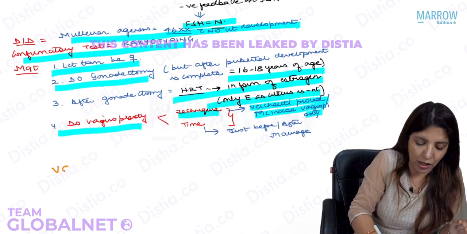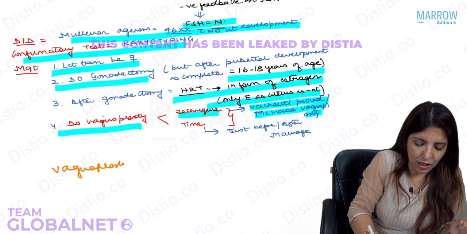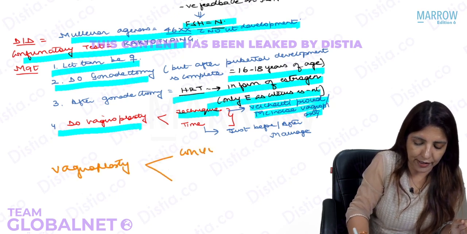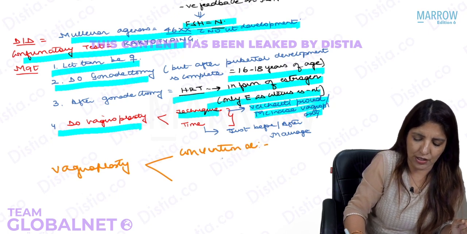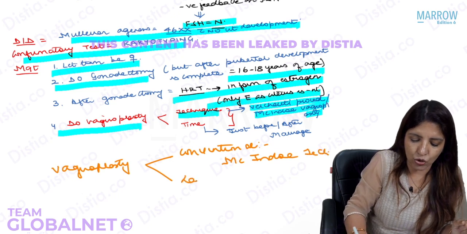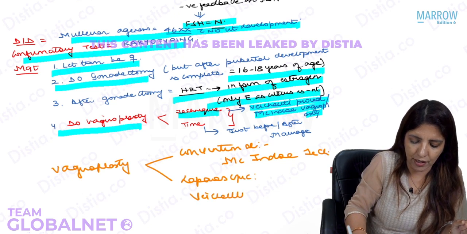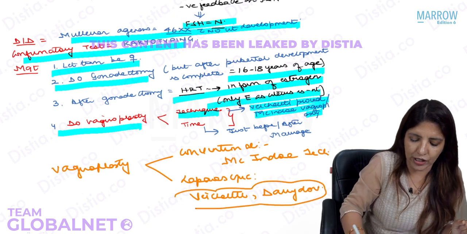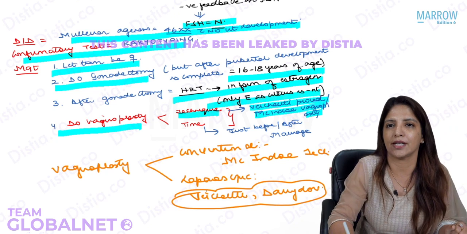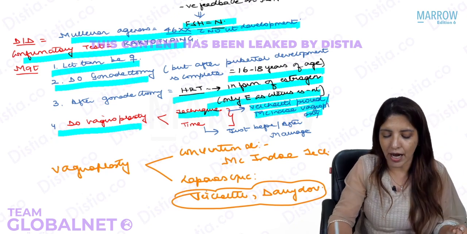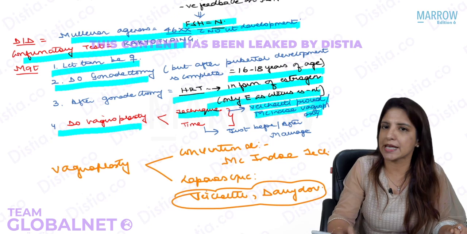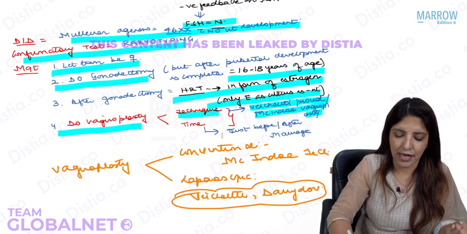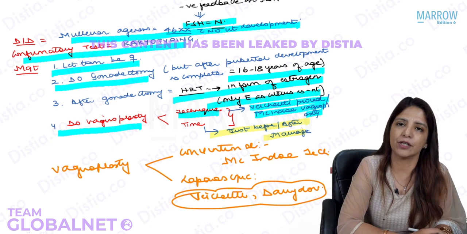So please remember, for vaginoplasty, we have a conventional technique which generally we don't do these days, which is called McIndoe technique, or you can do it by laparoscopic method, which is the Vecchietti technique or the Davydov technique. These days, for any kind of vaginoplasty, we are using either the Vecchietti technique or the Davydov technique. The time for doing vaginoplasty is same for any indication, and that is just before or just after marriage.